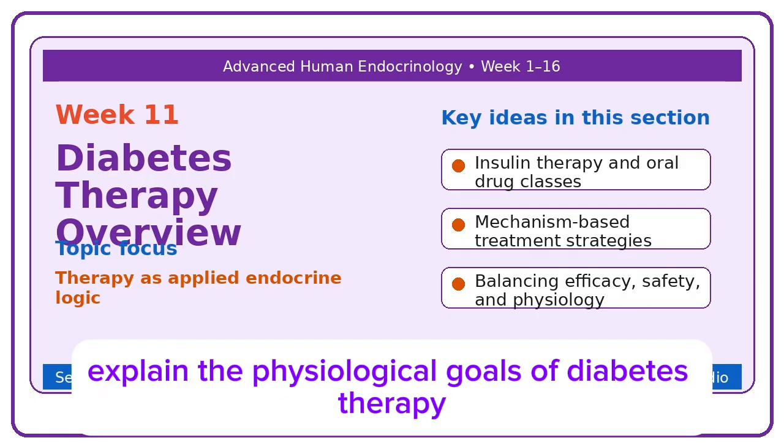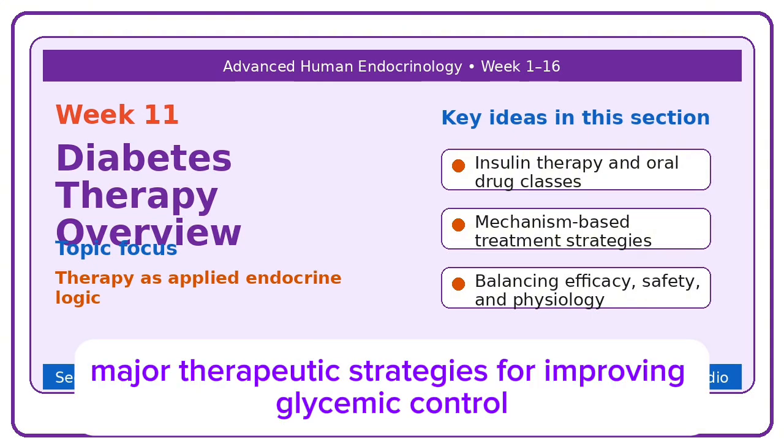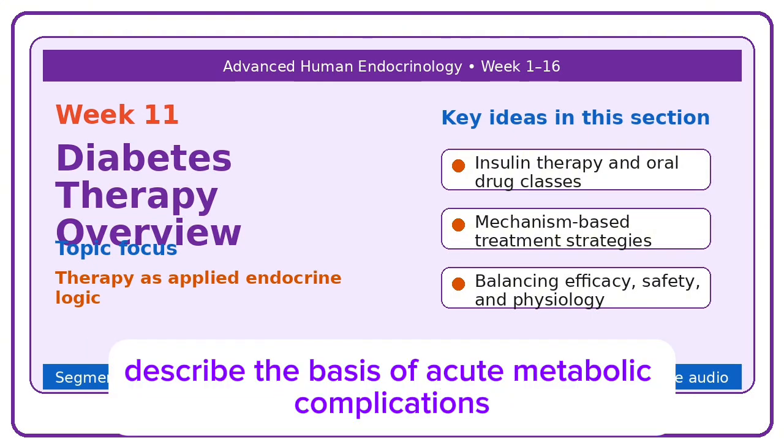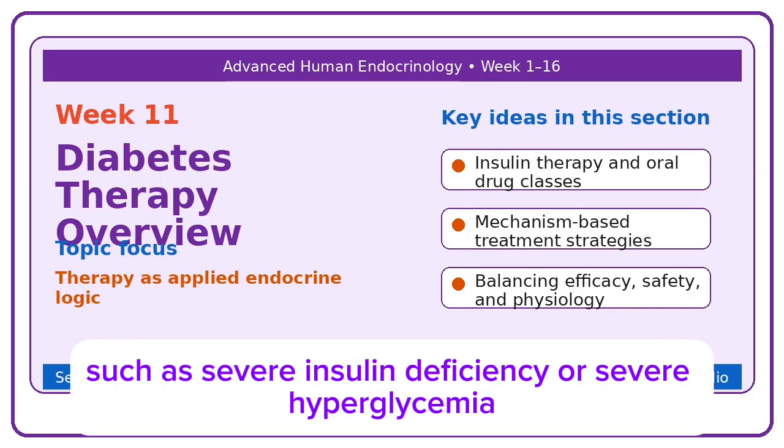Explain the physiological goals of diabetes therapy. Differentiate major therapeutic strategies for improving glycemic control. Describe the basis of acute metabolic complications, such as severe insulin deficiency or severe hyperglycemia.